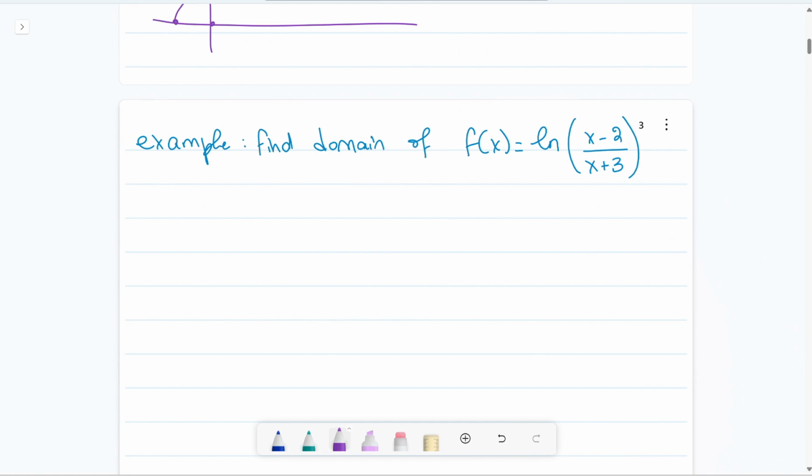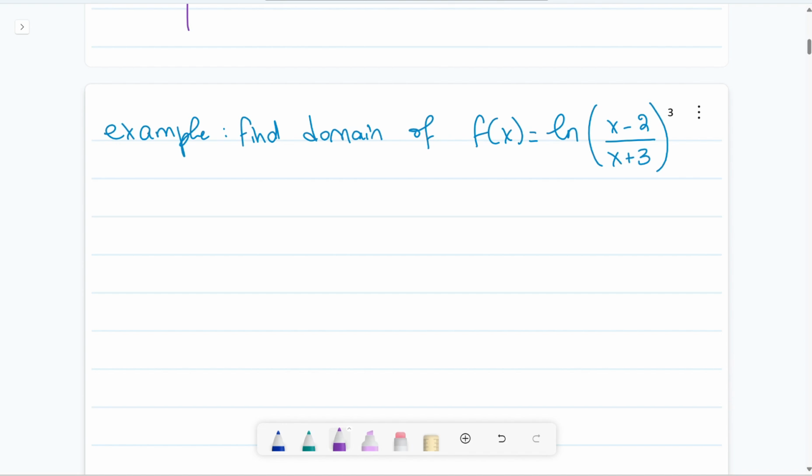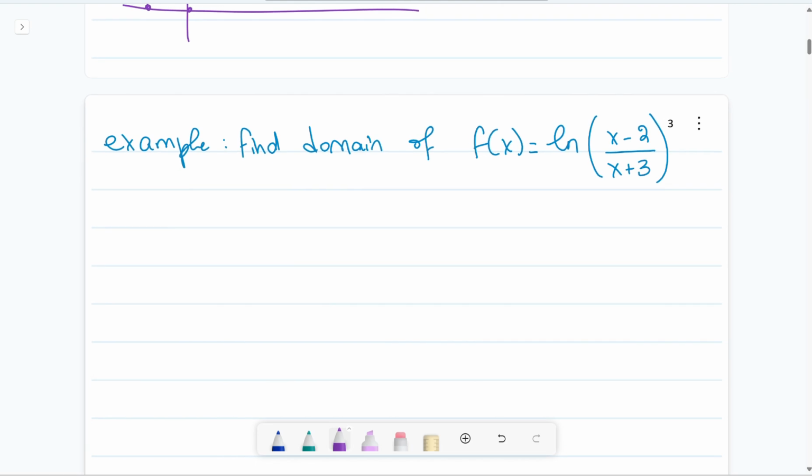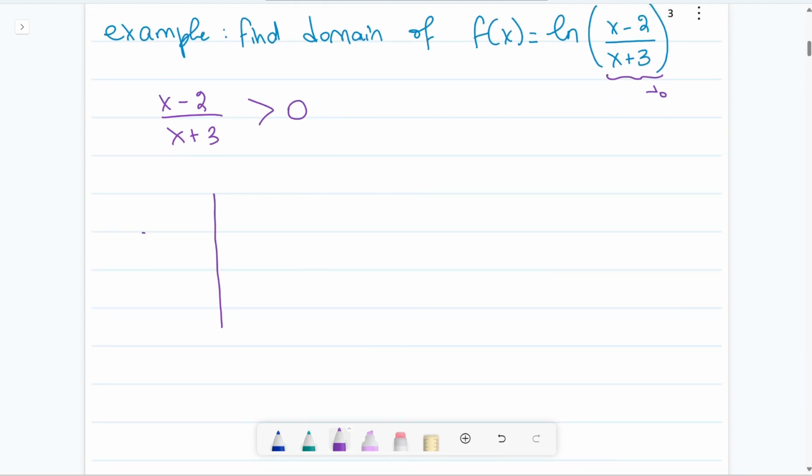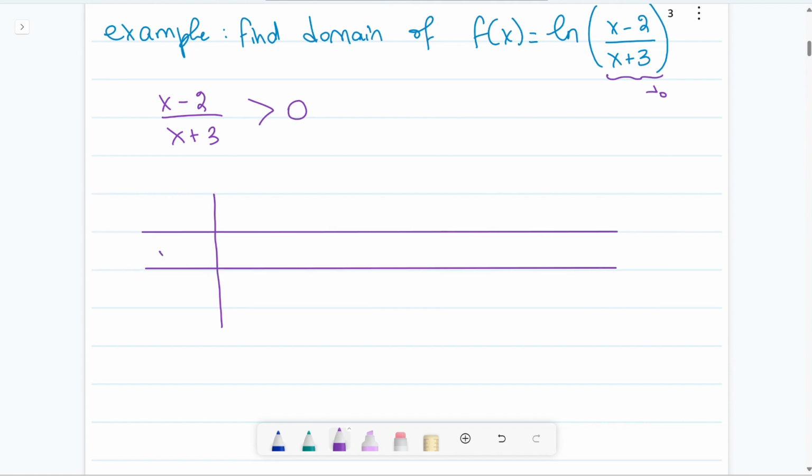Now, let's find the domain of another function. f of x equals ln of (x minus 2) divided by (x plus 3). For ln and logs, everything inside has to be greater than 0. So (x minus 2) over (x plus 3) should be greater than 0. Now we draw a sign table to solve this inequality. So we write x minus 2, we write x plus 3, and we write the overall fraction.